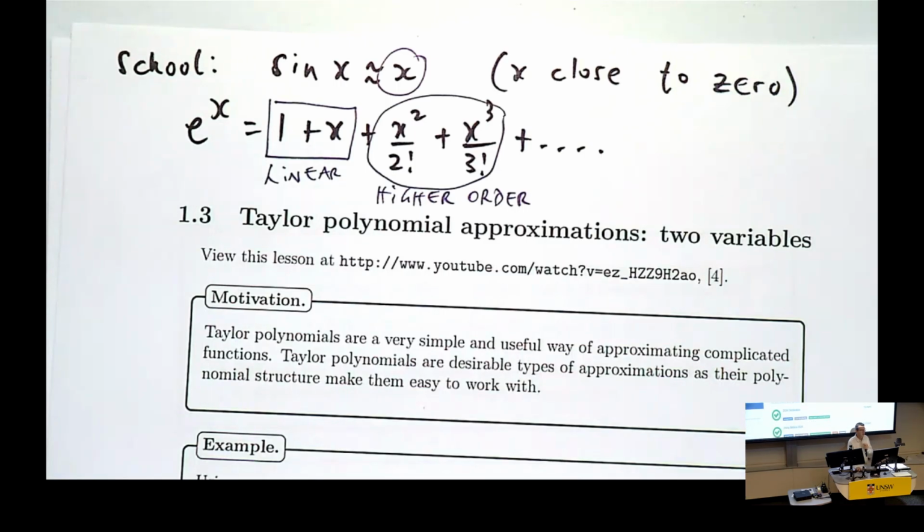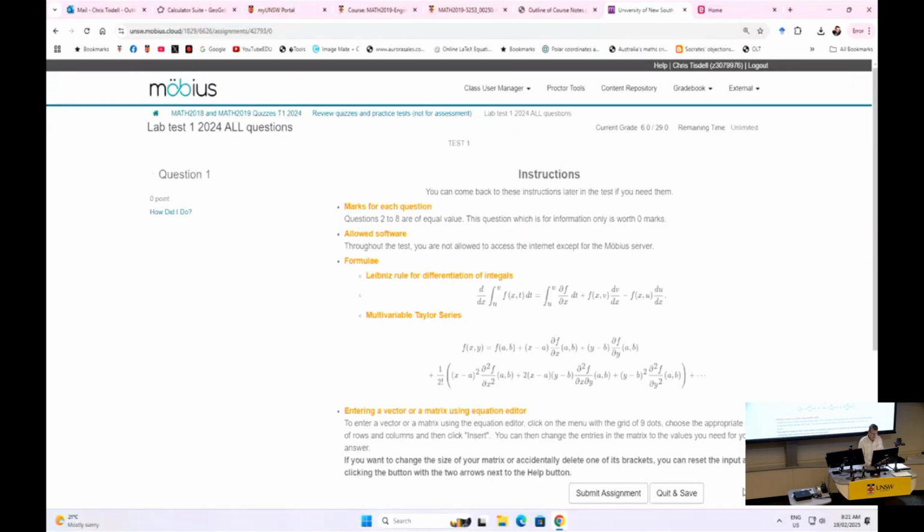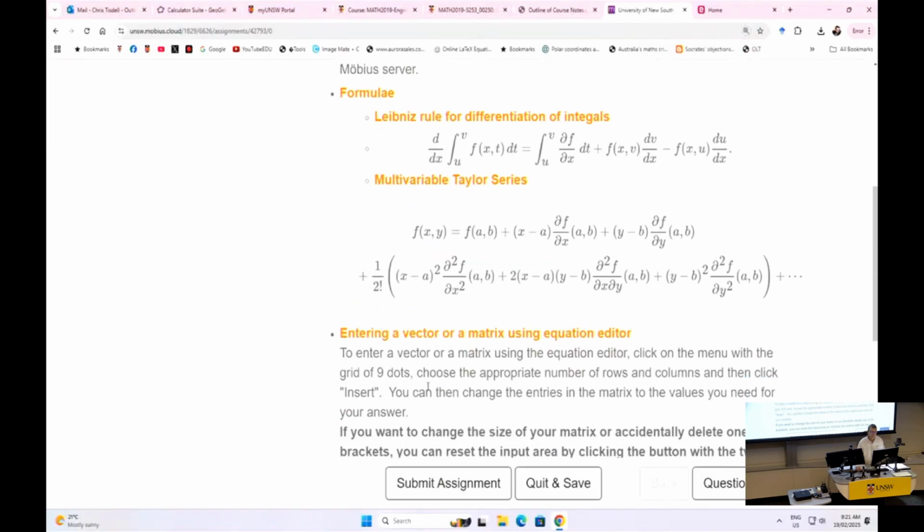the way to work out these approximations for functions of two variables. All right, here it is. Multivariable Taylor series. Okay, so in first year, you would have used words like series, Taylor series, Maclaurin series. We can just use Taylor series as a general thing. Okay, so what is going on here?